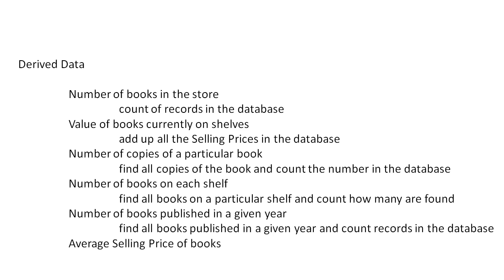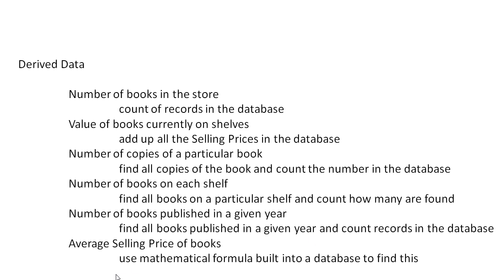But we can do more interesting things like the average selling price of books. There are mathematical formulas built into the database, so we can find that of all books, or we can choose a particular book, or the average price of books on a particular shelf. We can search through the database, filter the data, and then do any number of mathematical operations on it. So there's some ideas. There are plenty of others as well.